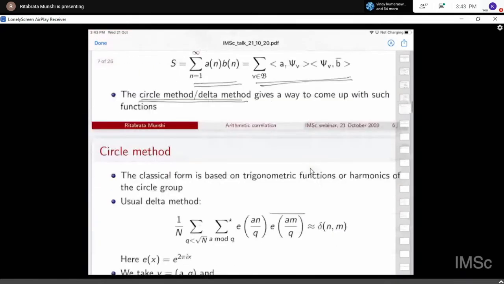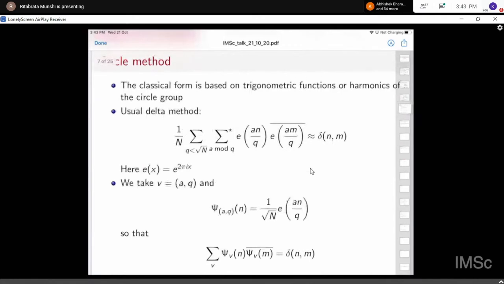Next, I'm going to tell you a little bit about the circle method. In the classical circle method, you try to show that the psi v n's can be taken as trigonometric functions. The trigonometric functions are the usual harmonics which come from the circle group. One can try to generalize this, replace the circle group by higher rank groups, use the harmonics from that higher rank group, and come up with different forms for expansions of delta nm.